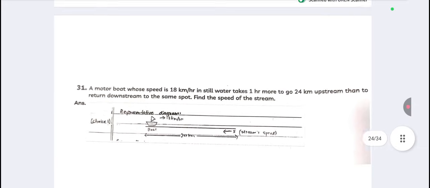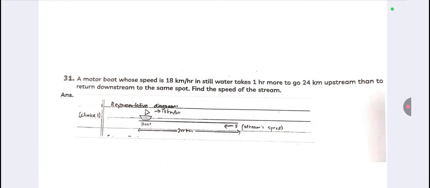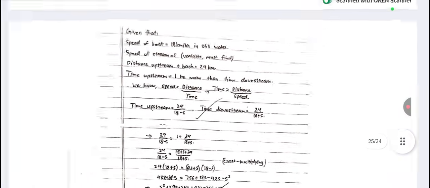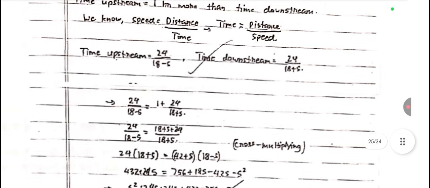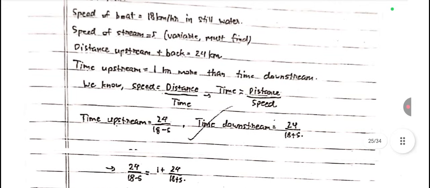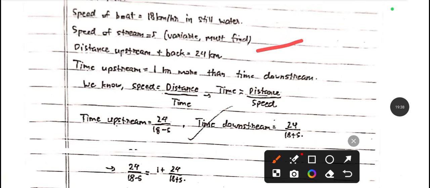I think motorboat related, some upstream, downstream. Again, some concepts, it's not there. People are saying, no, it's there. But anyway, it's not there in our new textbook. Speed, distance by time, you go through. 24 by, again, the child has written x instead, yes, speed the child has written x. The variable must be found. See how the child has written like this, how the topper has written. The variable must be found, and all the data, how the given data is written.